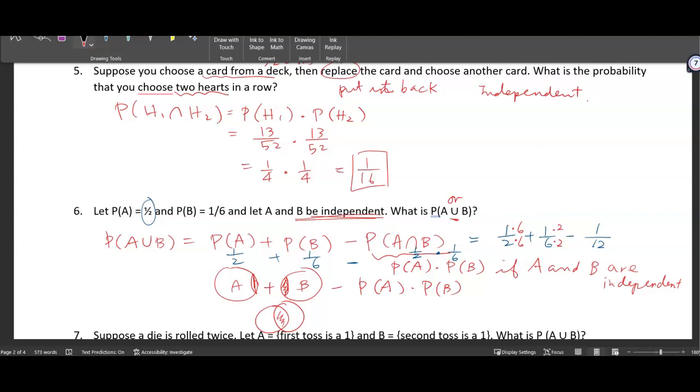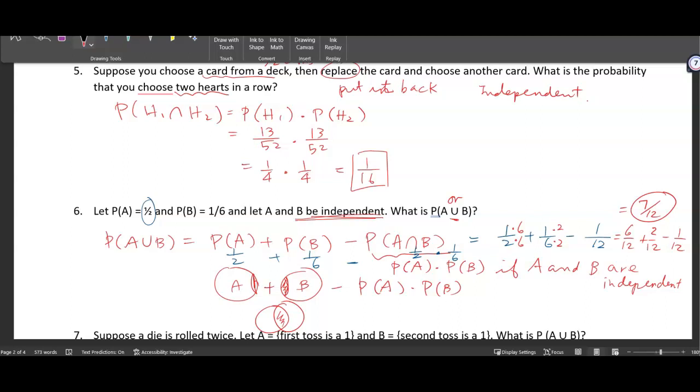And so then this one will give me what? The 6 out of 12 plus 2 out of 12 and then minus 1 out of 12. Now it's common denominator. I can just take the numerator, 6 plus 2 minus 1. 6 plus 2 minus 1 is, what is it? 7, right? 7 out of 12.